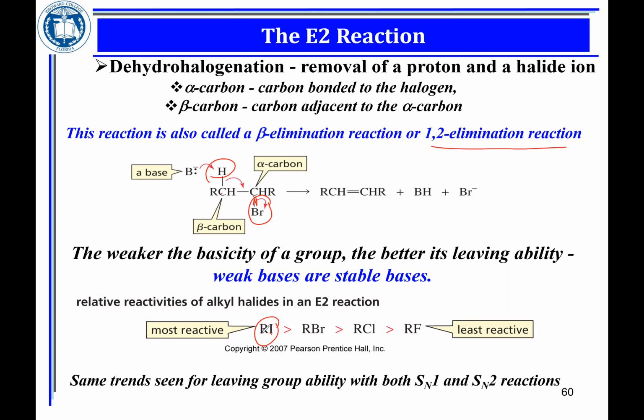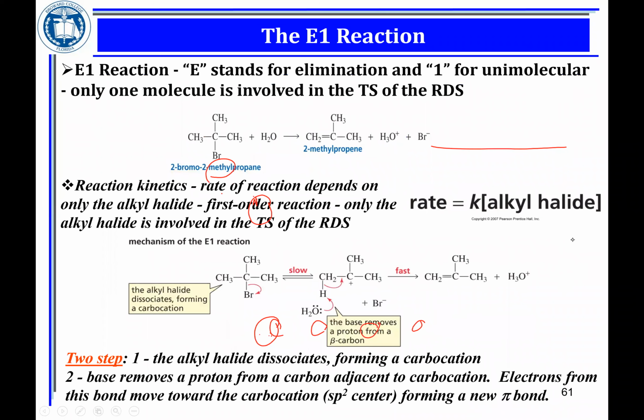Why is alkyl iodide the most reactive? Because iodide, we know, is the best leaving group. The better the leaving group, the faster this reaction. So that's one of the factors. We need a good leaving group. So Br leaves, the hydrogen is removed, and you get a carbon-carbon double bond.